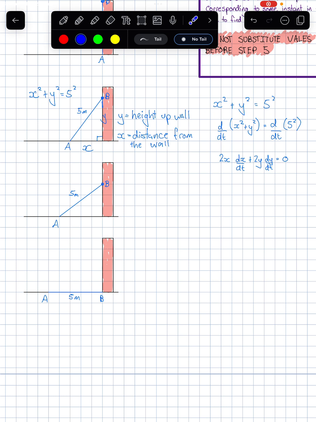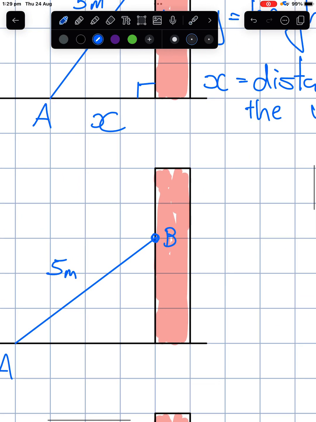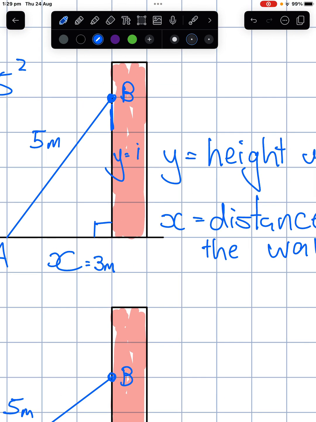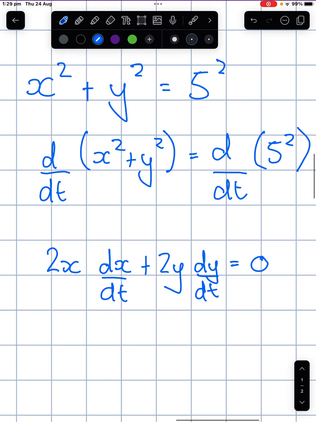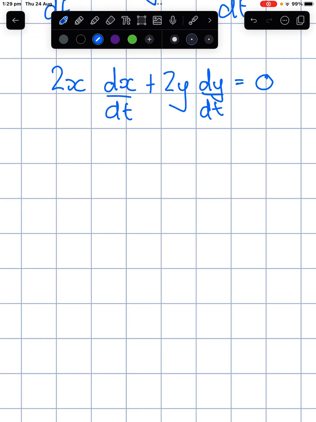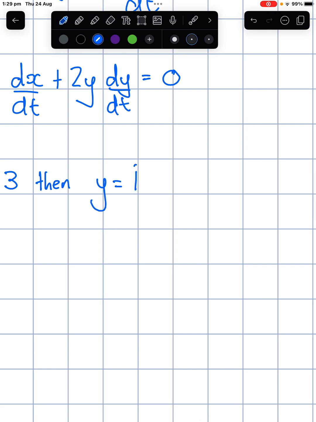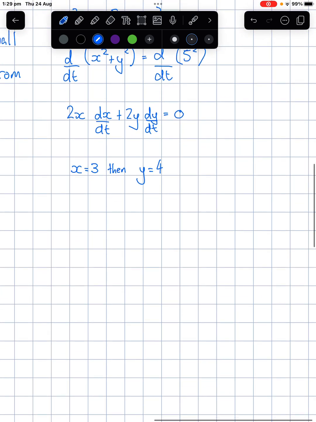You'll notice here that I've actually done this, because it's a Pythagorean triangle, this is actually drawn to scale, and this particular diagram here would be 3 meters on the bottom. So if I put this in here, this would be x equals 3 meters, and this would be y equals 4 meters. Now you could solve that by subbing in values and solving the equation. So at the moment we know that if x equals 3, then y equals 4.